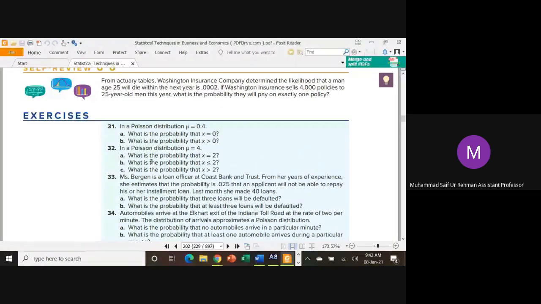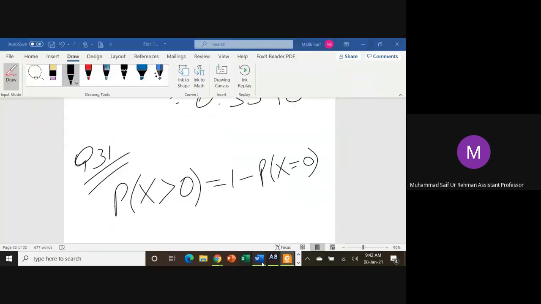Yes, sir. In a Poisson distribution, mu is equal to 4. Again, mu is given, and it has been stated that it is Poisson distribution, so you will recall the Poisson probability distribution formula. What is the probability that x is equal to 2? You can find it out. Simply substitute x is equal to 2 and the remaining values in the formula. All values are there. Simply you will be able to calculate the answer. So what is the probability that x is less than or equal to 2? How will you find it out?